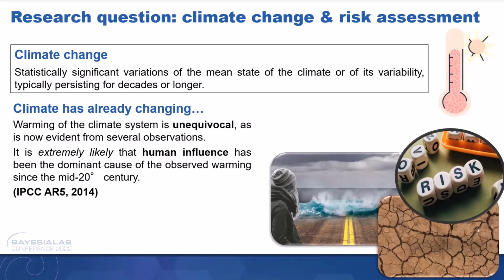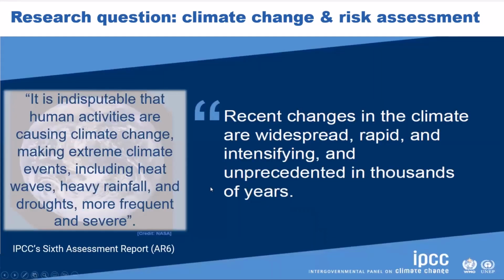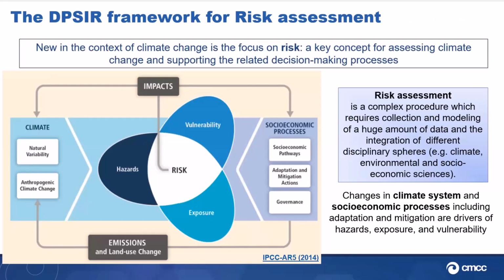You have probably heard about climate change. It is extremely likely that human influence has been the dominant cause of observed warming since the mid-20th century. I took this quotation from the Fifth Assessment Report of the Intergovernmental Panel on Climate Change, and in the recent report they repeat it again: it is indisputable that human activities are causing climate change, making extreme climate events, including heat waves, heavy rainfall and drought, more frequent. That is the latest IPCC report. So it means that we have to do something.